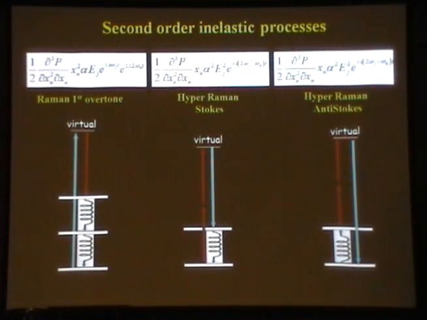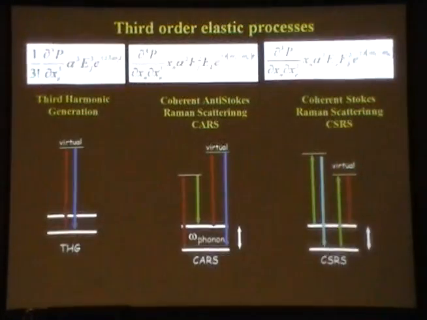Of course, you can now mix two nuclear coordinates with one electron, and then you can have the first overtone with Raman spectrum, or you can add two electrons and one nucleus, and this is called hyper-Raman spectrum here. For this you can have the Stokes and the anti-Stokes hyper-Raman spectrum as well.